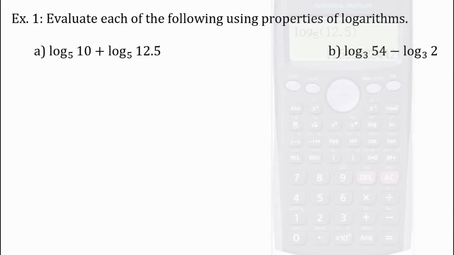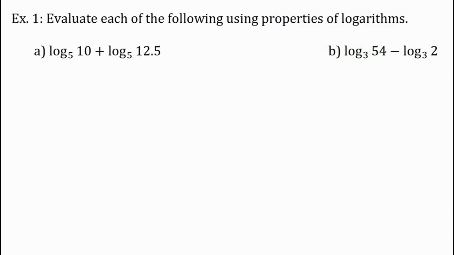And if you're already starting to get logs, you would have kind of already seen that. But what property can I use? I can use one of the ones that we just did in reverse. So I'm adding logarithms with the same base. Then it's the logarithm of that same base of the product of their arguments.